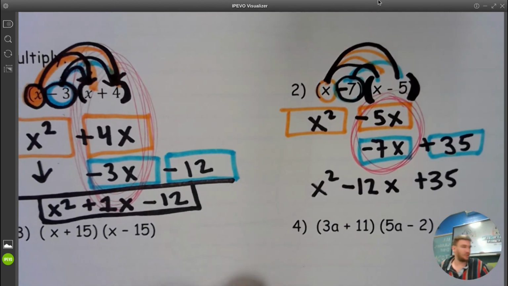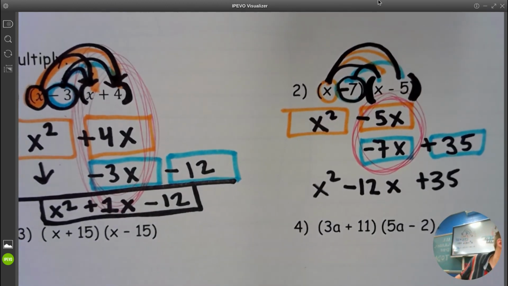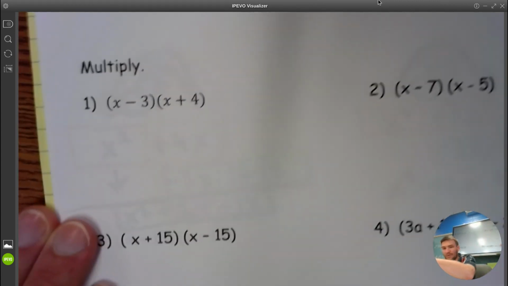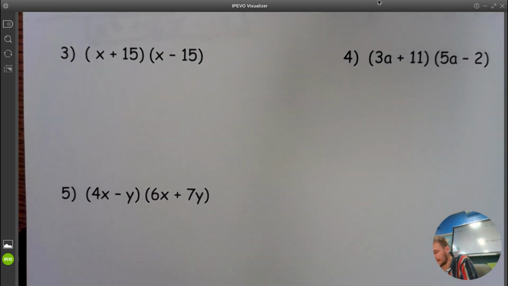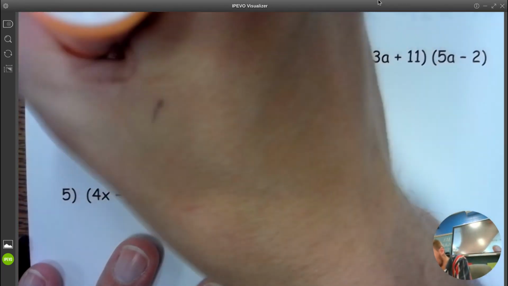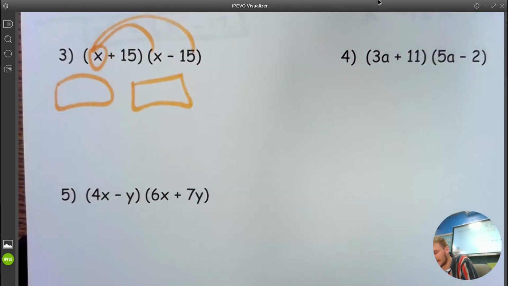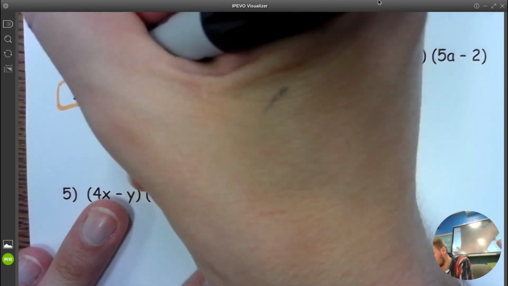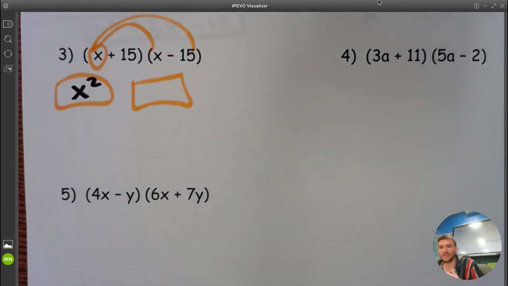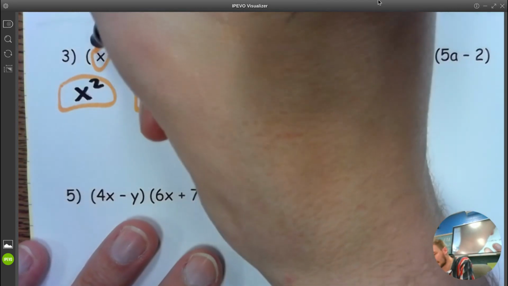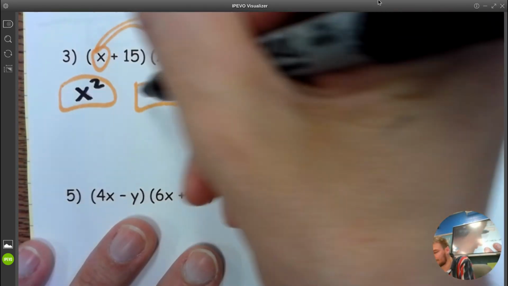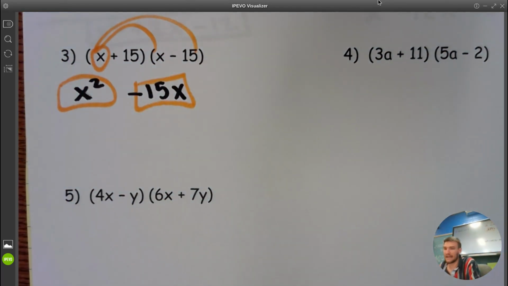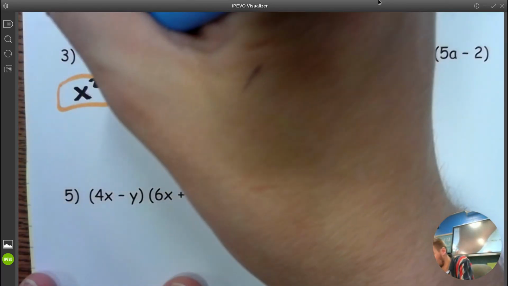Okay, let's do these last 3 questions. The first one, we're going to do number 3, and we're going to go through it pretty quickly. We're going to do distributing, we're going to get our boxes. It's actually pretty easy, pretty repetitive. What's x times x? X squared. It's literally the 3rd question in a row. We got the same thing. What's x times negative 15? Negative 15x. Again, there's nothing that we need a calculator for.